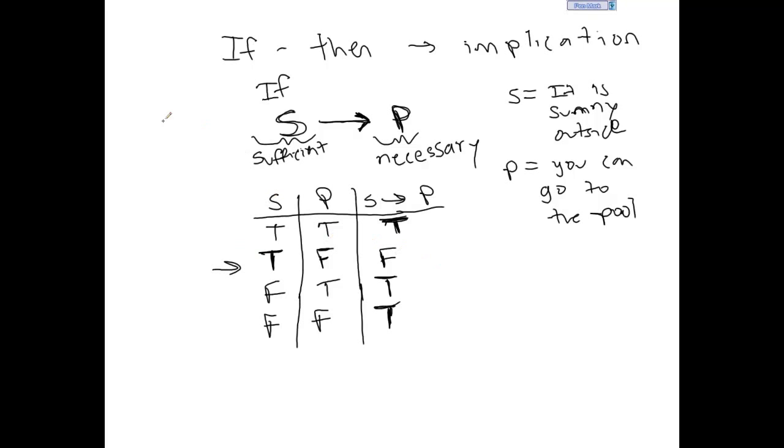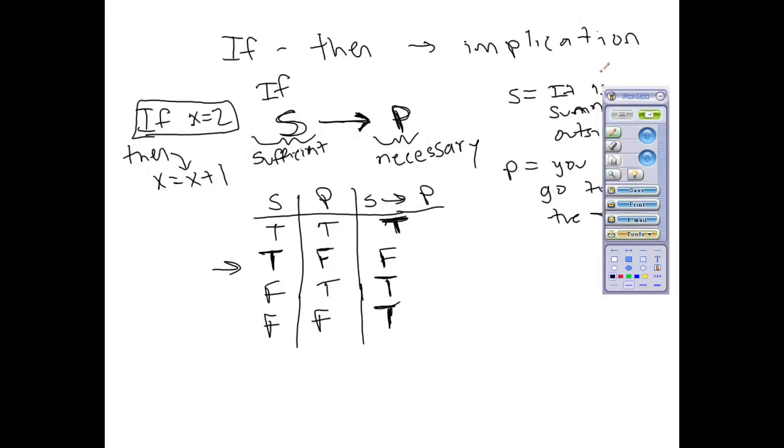So for programmers, think about it: if x equals 2, then x equals x plus 1. So basically, if the variable in the program has a value of 2, then add 1 to that value. Well, what your computer does is it says, okay, let me check, is x equal to 2? Okay, it is, so I'm going to proceed on to the then part. And that doesn't really hold for the other cases, but that just emphasizes that the if is the sufficient demand. That's all that has to happen. That's purely sufficient for the conclusion to take place.